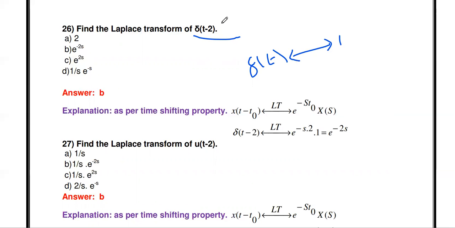So del of t minus 2, if you want to solve it, we have to use the time shifting property. According to the time shifting property, x of t minus t naught has the Laplace transform X of s multiplied with e power minus s into t naught. So del of t minus 2 has the Laplace transform 1 multiplied with e power minus s into how much time delay? 2. So e power minus 2s is the answer.